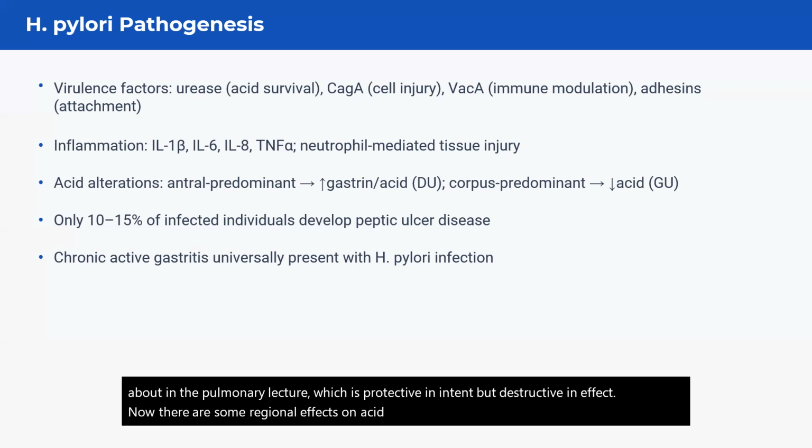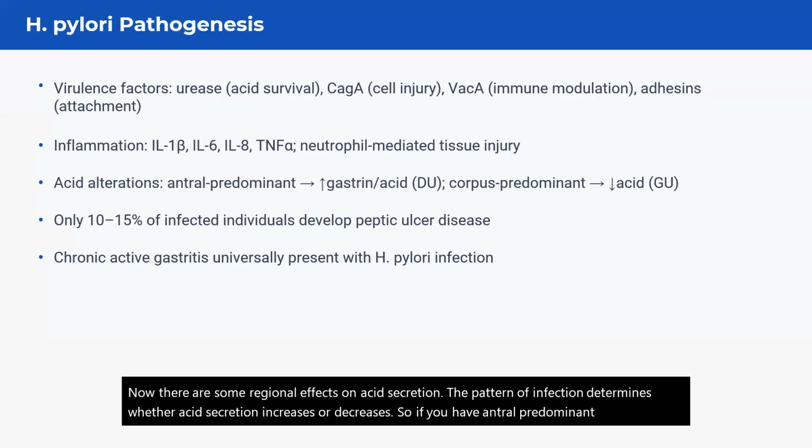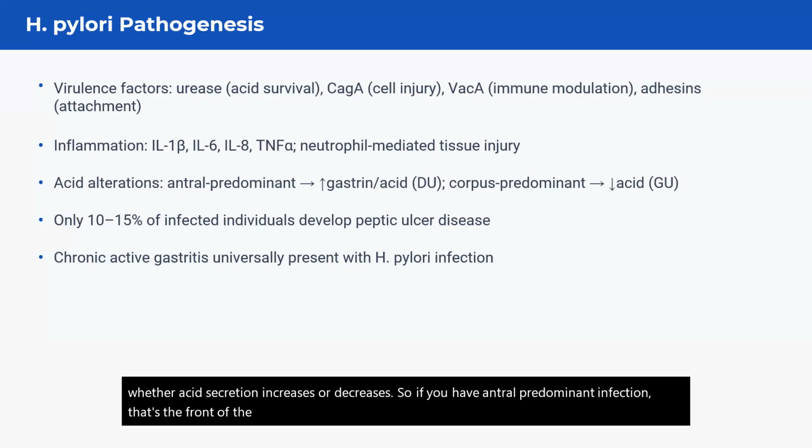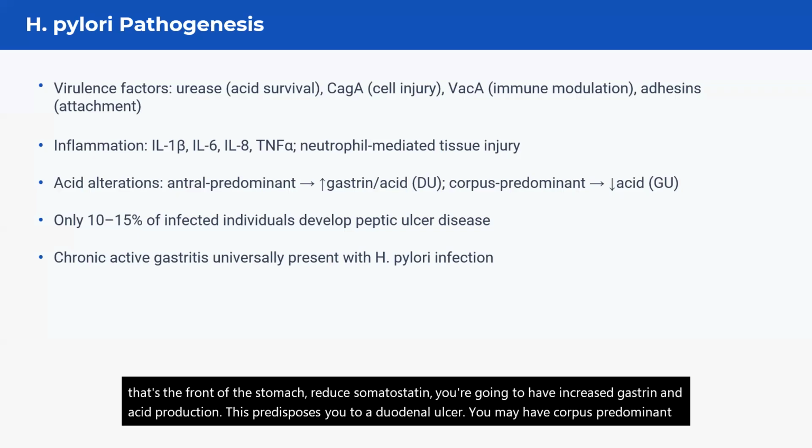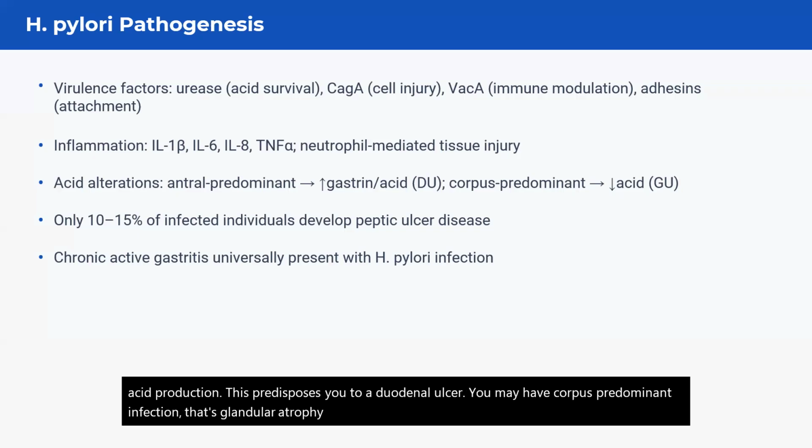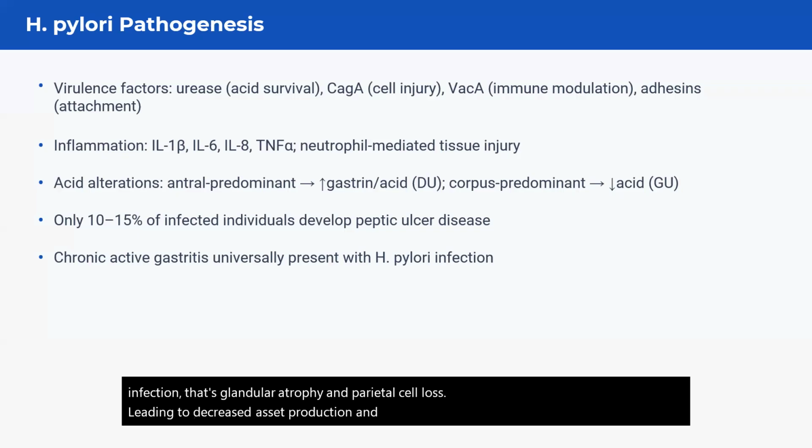Now, there are some regional effects on acid secretion. The pattern of infection determines whether acid secretion increases or decreases. So if you have antral predominant infection, that's the front of the stomach, reduced somatostatin, you're going to have increased gastrin and acid production. This predisposes you to a duodenal ulcer. You may have corpus predominant infection, that's glandular atrophy and parietal cell loss, leading to decreased acid production, and that can predispose you to gastric ulcers and atrophic gastritis.